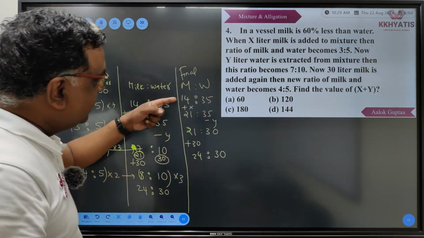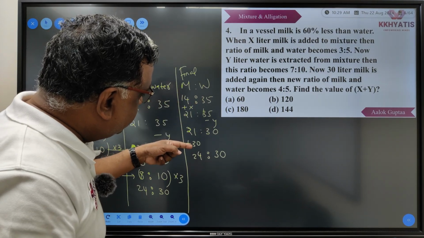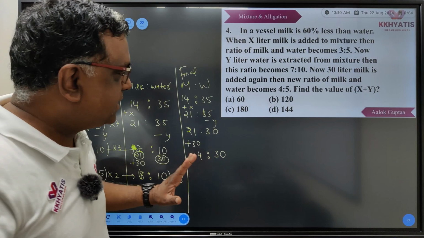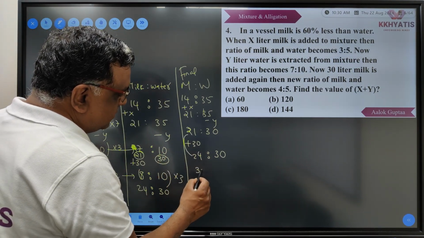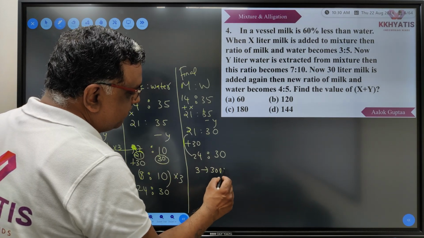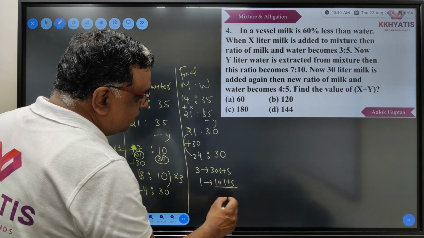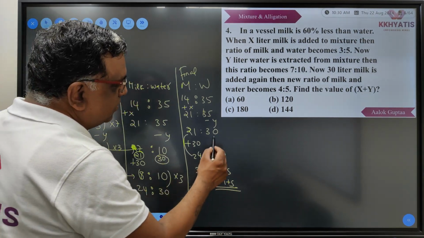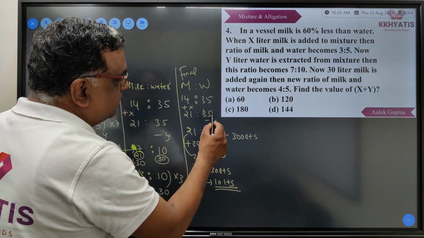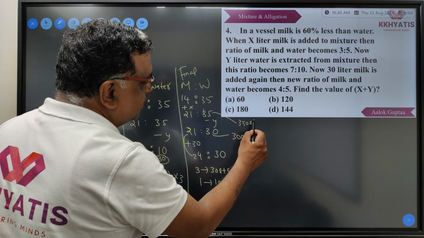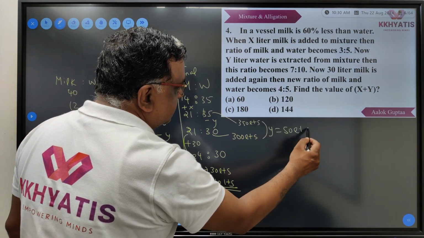So if you see, x was added, water is same, y was removed, milk is same, milk was added, water is same. So now my ratios are same. But now if I come here, 21 to 24, there was a difference of 3 which corresponds to 30 liters, which means 1 will correspond to 10 liters. Correct? If 1 is corresponding to 10 liters, this should be 300 liters because it's 30, and this should be 350 liters. The difference between these two is y, which should be now 50 liters.